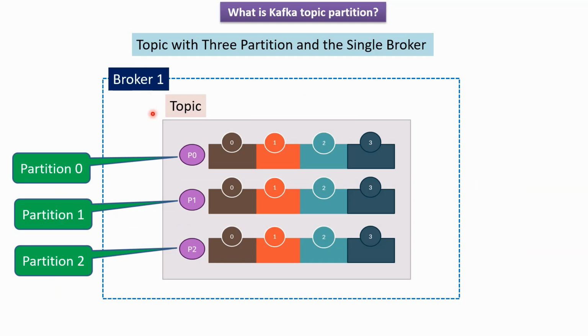Here you can see the broker. It contains one topic, and the topic has three different partitions: partition 0, partition 1, and partition 2. Each partition has a partition offset which starts from 0, and it will keep on increasing based on the messages. So this is an example of a topic with three partitions and a single broker.